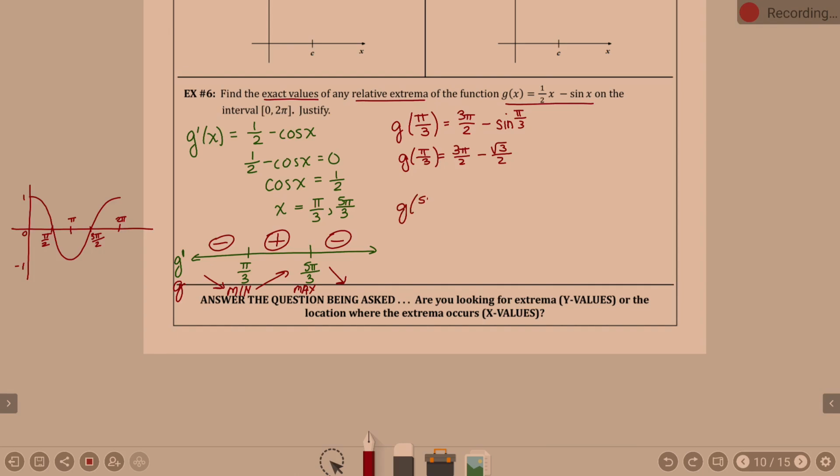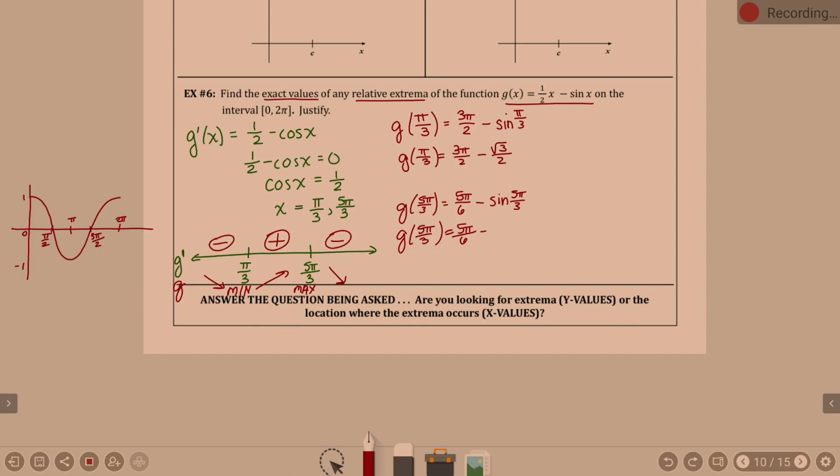If we do g of 5 pi over 3, well, 1/2 times 5 pi over 3 is going to be 5 pi over 6 minus the sine of 5 pi over 3. Now, sine of 5 pi over 3, guys, it's going to be the same as sine of pi over 3, yes? We just have to figure out what the sign is, the positive, negative sign.